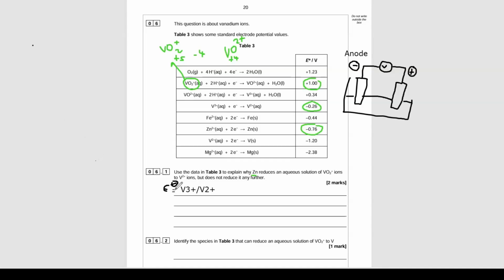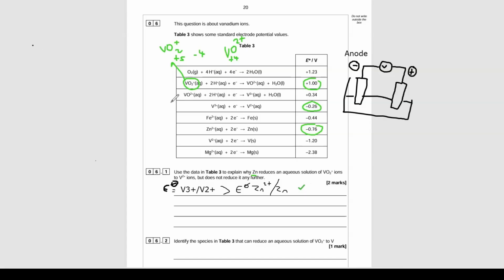Right, the electrode potential of the V3 plus to V2 plus is greater. This arrow means greater. What do we mean by greater? It's more positive, the -0.26, than the one for the zinc 2 plus. So we want to say this has a greater, or more positive, electrode potential than zinc 2 plus, than this one. And therefore, that explains why it can be reduced. So it can be reduced by that.